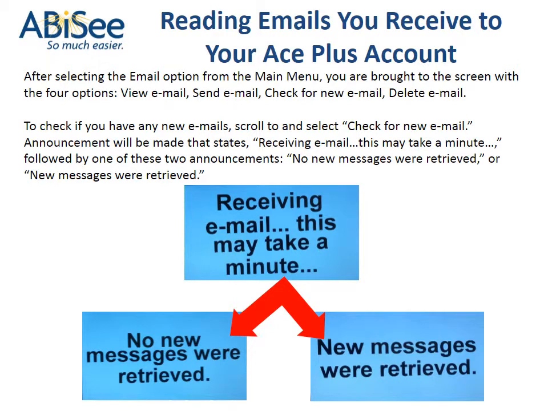Reading emails you received to your Ace Plus account. After selecting the email option from the main menu, you are brought to the screen with the four options: View Email, Send Email, Check for New Email, Delete Email. To check if you have any new emails, scroll to and select Check for New Email. Announcement will be made that states, Receiving Email. This may take a minute, followed by one of these two announcements: No new messages were retrieved, or New messages were retrieved.